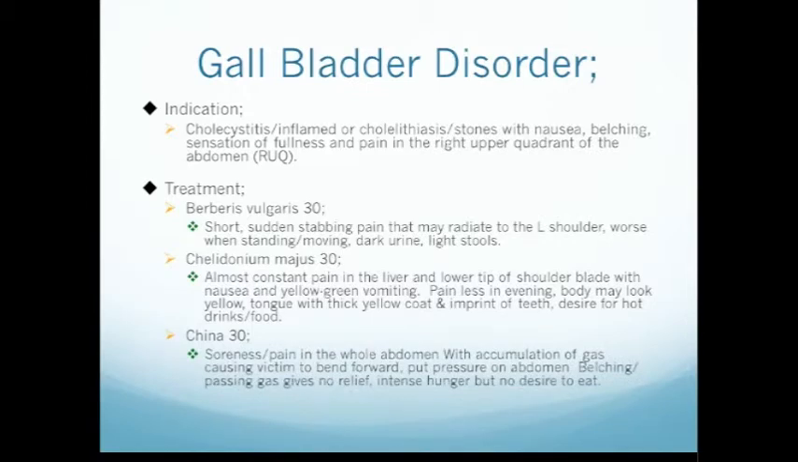China 30 is good for gallbladder problems with soreness and pain in the whole abdomen, with accumulation of gas causing the victim to bend forward, put pressure on the abdomen. Belching and passing gas, however, gives no relief. There may be an intense hunger, but they're unable to eat and have no desire to eat.